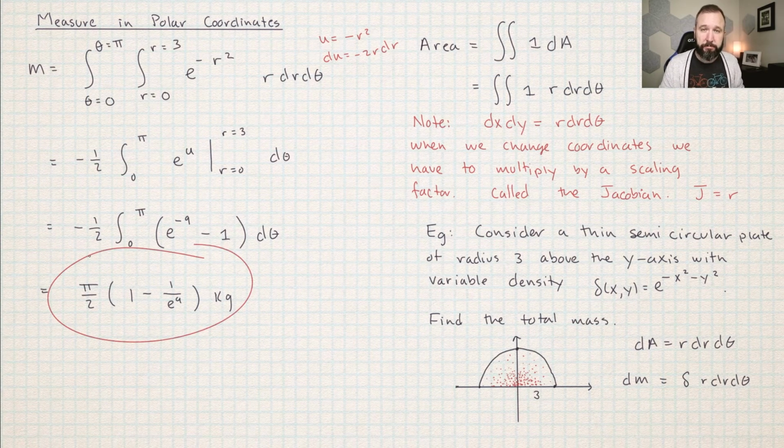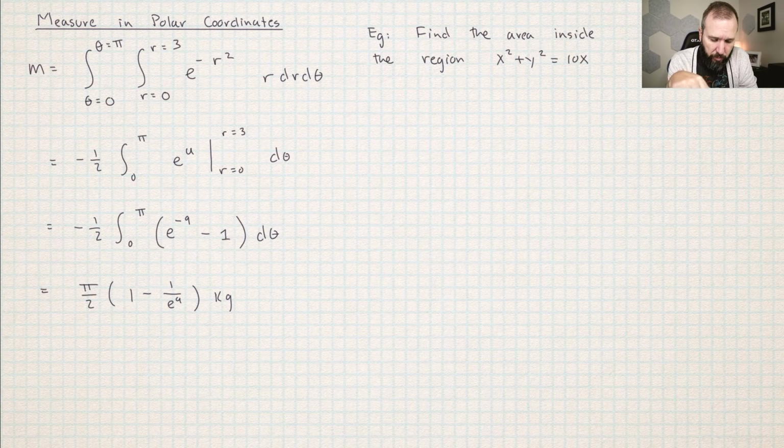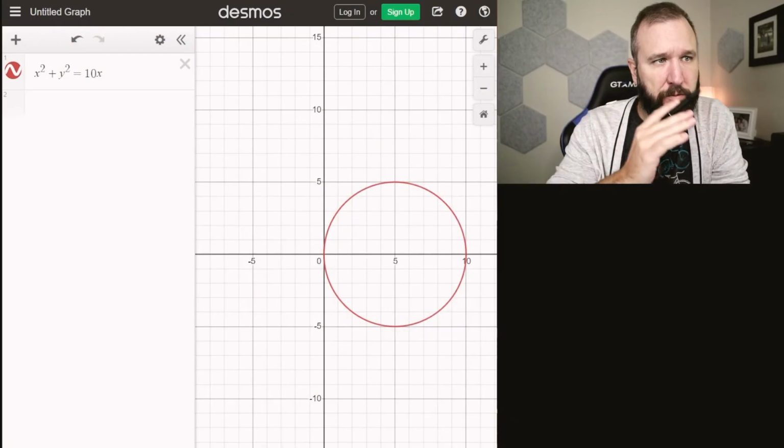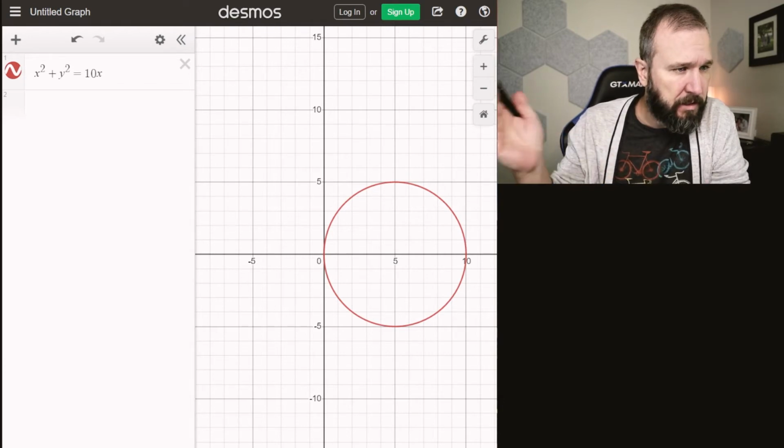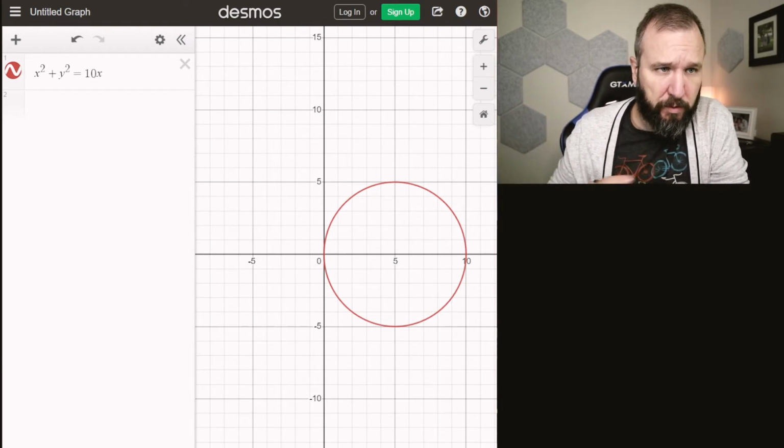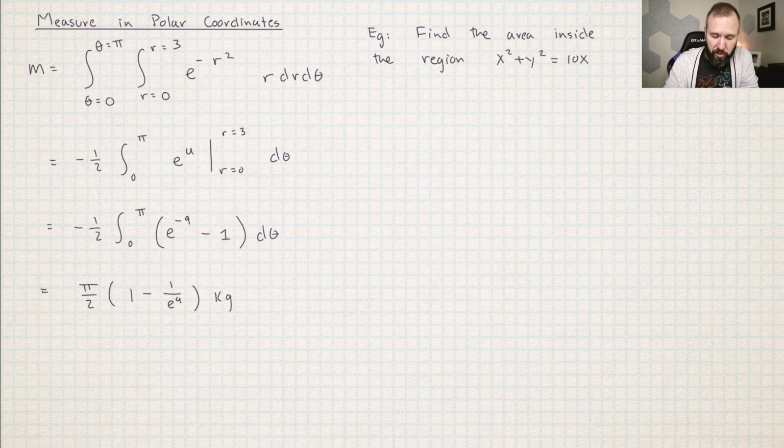That's beautiful, right? Okay, so quick little problem here. We're asked to find the area inside this region, x squared plus y squared is equal to 10x. So if we bounce over to Desmos, we can see a circle there that sits on the positive x-axis, and the radius is 5. Okay, so what does this look like in polar? Well, I think it's pretty easy to change this to polar. x squared plus y squared is going to be r squared. And then 10x, x is r cosine theta, so this is going to be 10r cos theta.